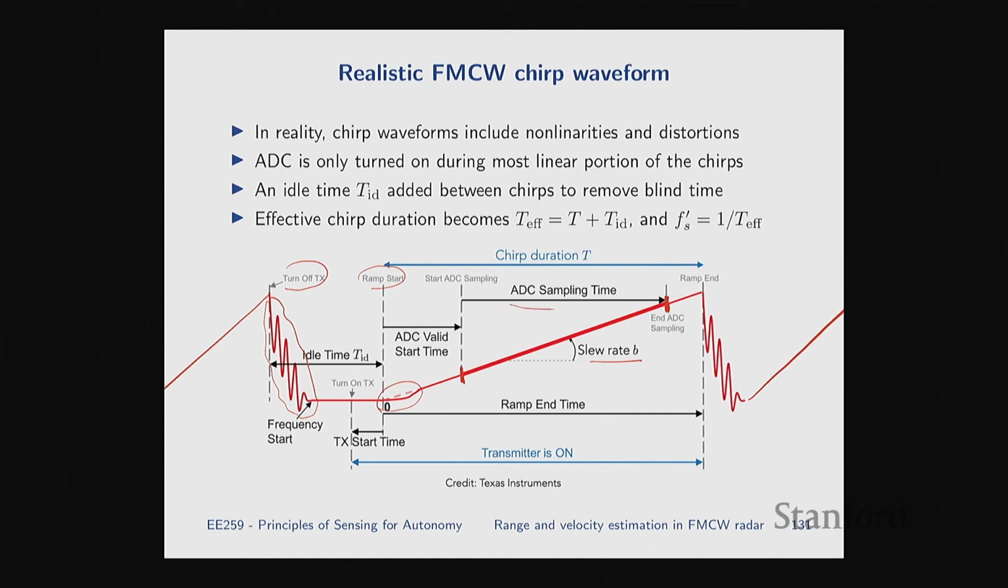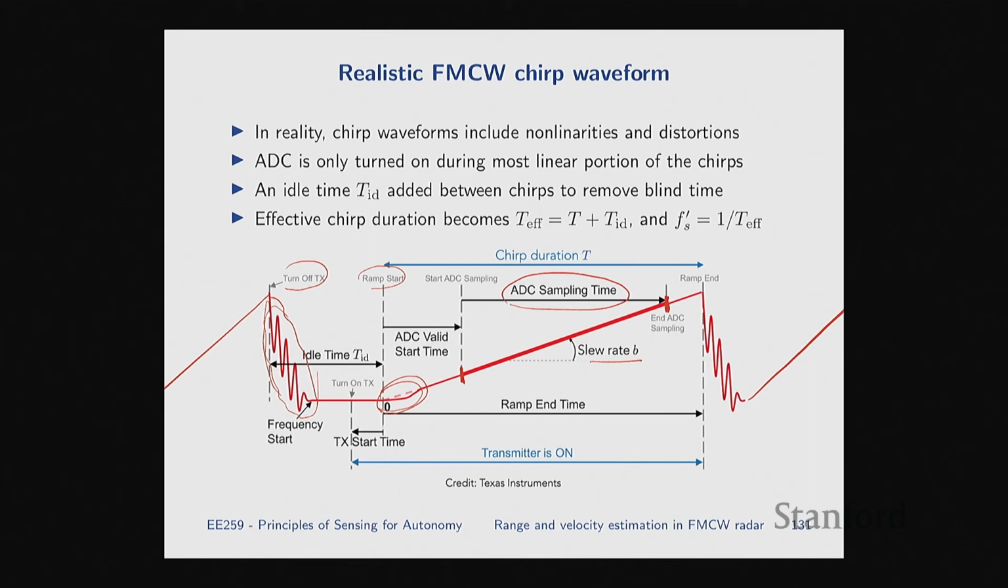So your ADCs are only sampling at the nicest, most linear part of the chirp, because if they don't, all of this ugliness and distortion will make it into your signal, and your FFTs become very, very noisy, and it becomes very difficult to see what's a real target and what's noise. So that's important to note.